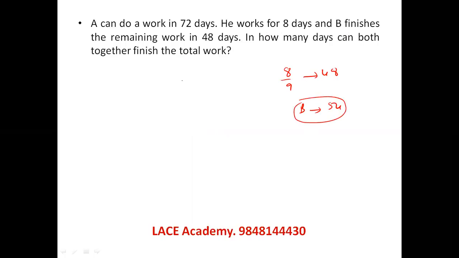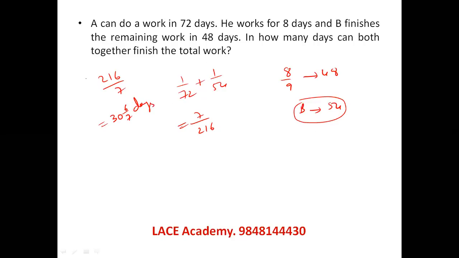He is asking about both of them together. So 1 by 72 plus 1 by 54 you have to do. Take LCM 216, 3 times, 4 times. So 7 by 216. So the total time taken is 216 by 7, which is 30 and 6 by 7, because 7 times 30 is 210 and still 6 is remaining. So 36 by 7 days are needed. Don't waste any time. Once you get the LCM, your answer is done. Let's see the next question.